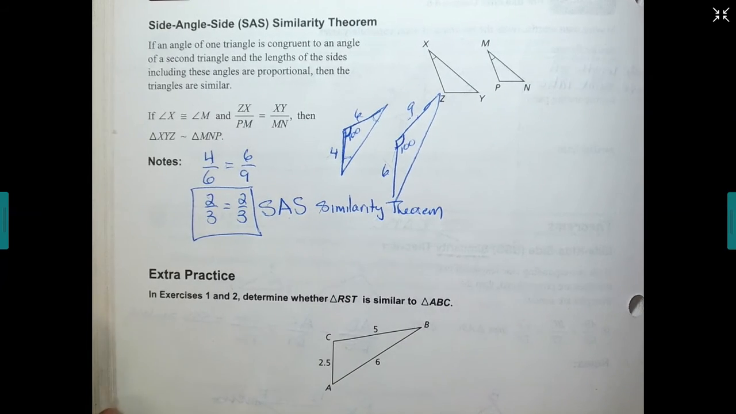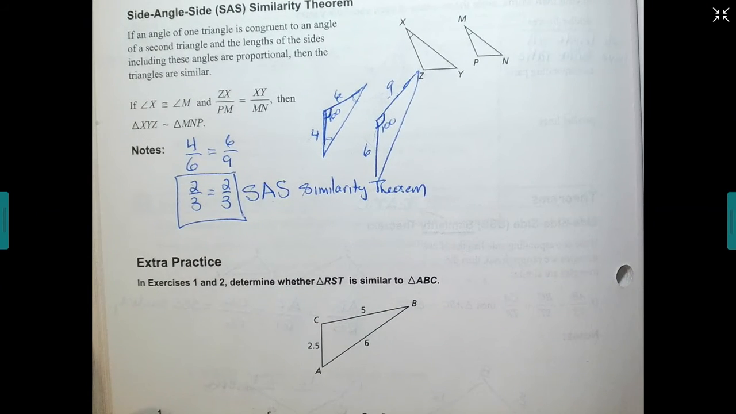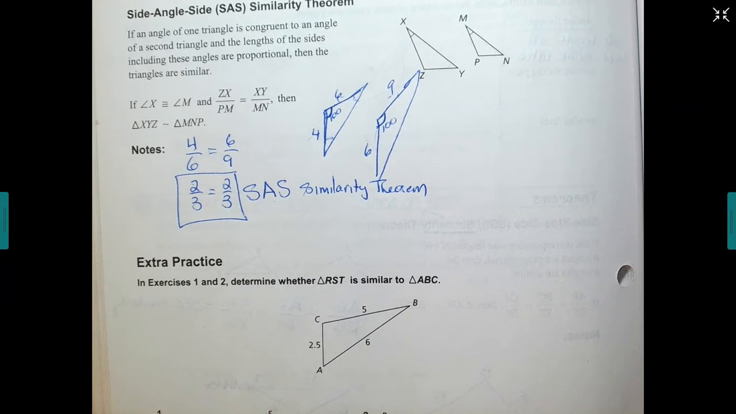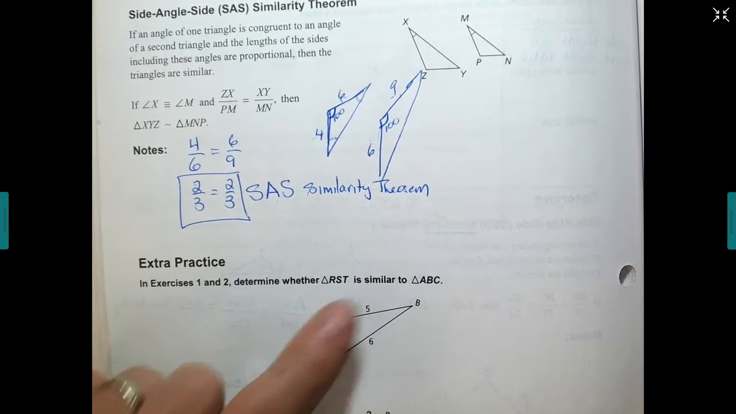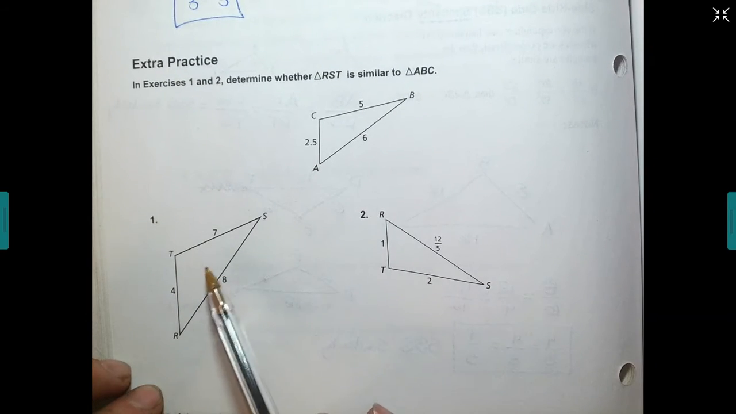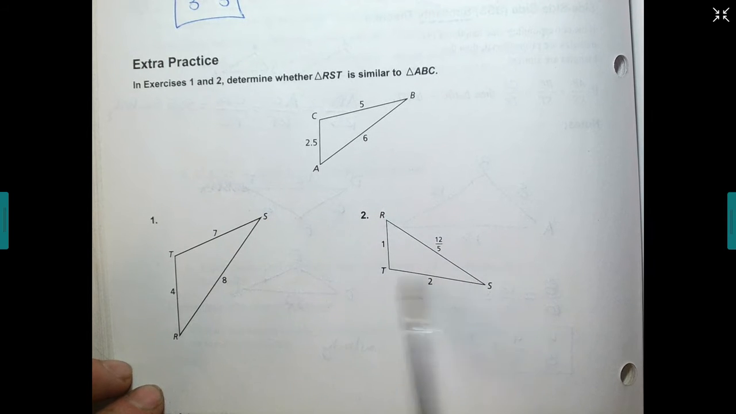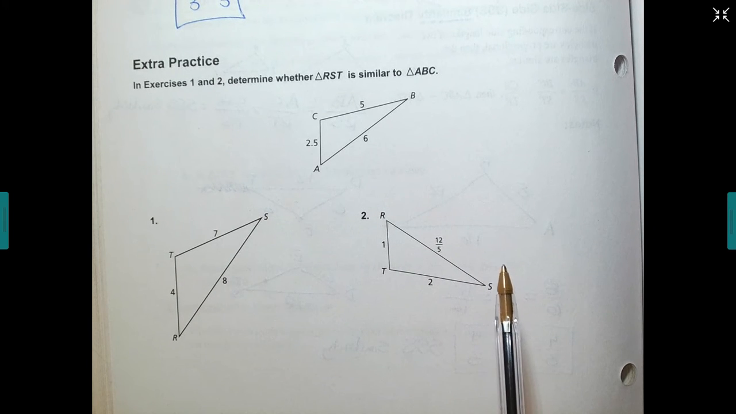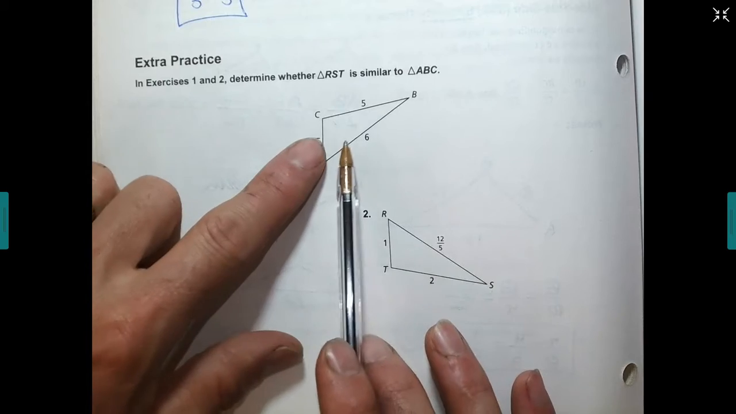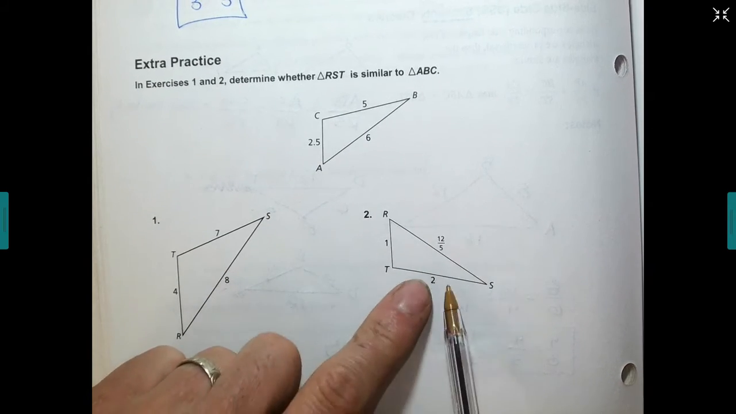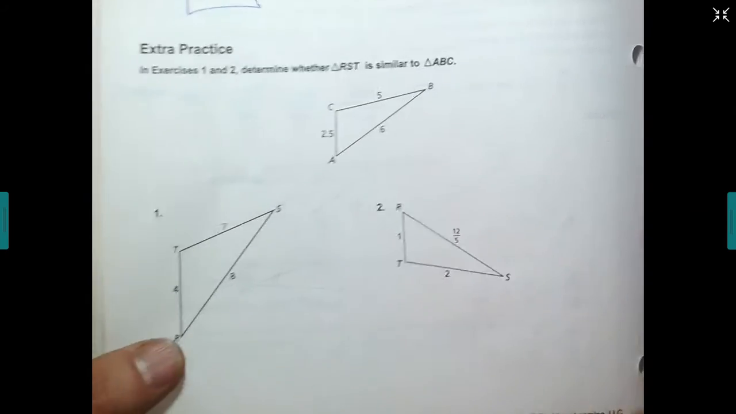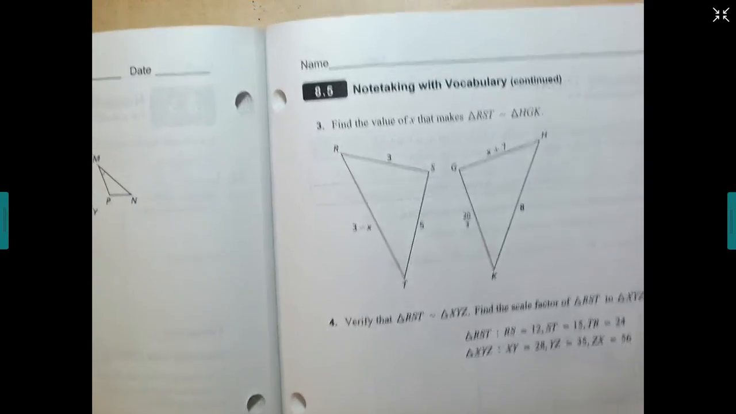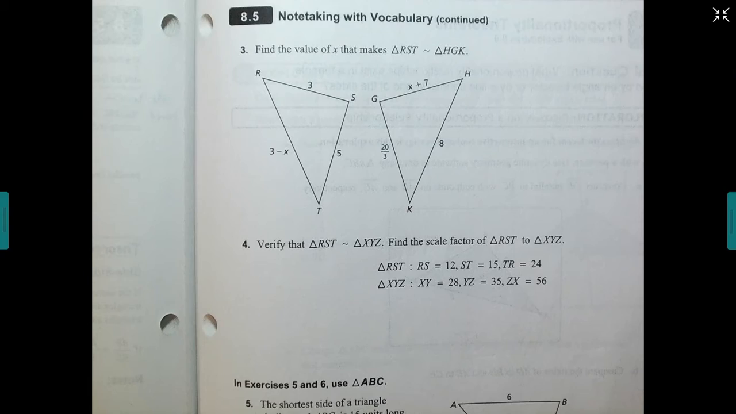Now you get to go through your homework. For 1 and 2, you're deciding whether RST, so you have two problems here, whether this is similar to this, RST and RST, and you are deciding if this triangle is similar to this triangle, and then if this one is similar to this one. Okay? Ooh, and then we might have to solve some.